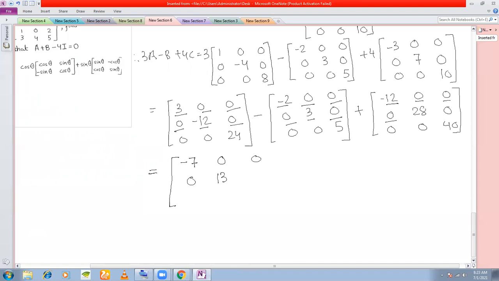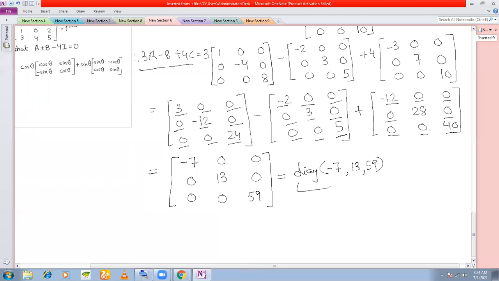Again you have 0, 0, 0 will give you a 0. Again 3 zeros here will give you 0. Again 3 zeros here will give you 0. And here now you have 24 minus 5 plus 40. So 24 plus 40 is how much? It is 64. And 64 minus 5 is 59. So plus 59, which is also a diagonal matrix. And you can write this as diagonal matrix minus 7, 13, 59. Right? So therefore 3A minus B plus 4C is another diagonal matrix. Clear with this?